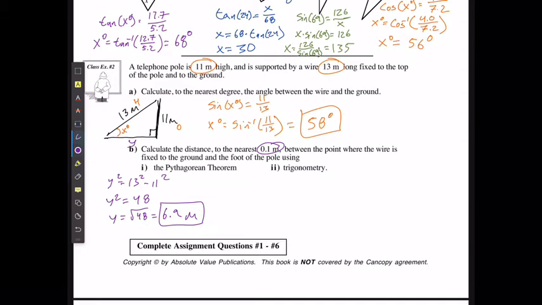If I am using trig, I'm going to use the angle that I solved for here. And I'm going to say that in this case, I could use tan as well, but I'm going to use cos. Cos of 58 is equal to my adjacent y divided by my hypotenuse 13. Then y is going to equal 13 times cos of 58, which is equal, to the nearest tenth, to 6.9.